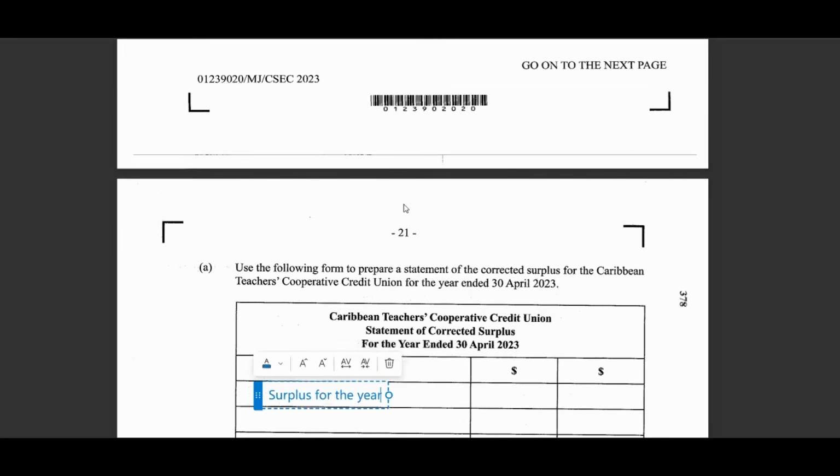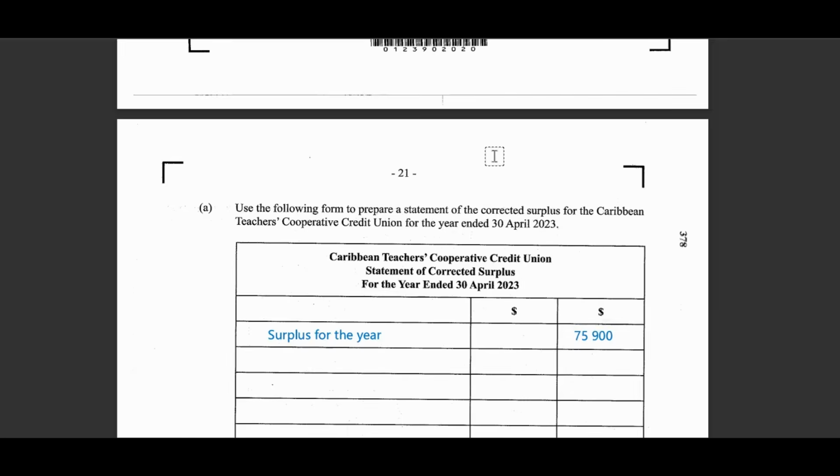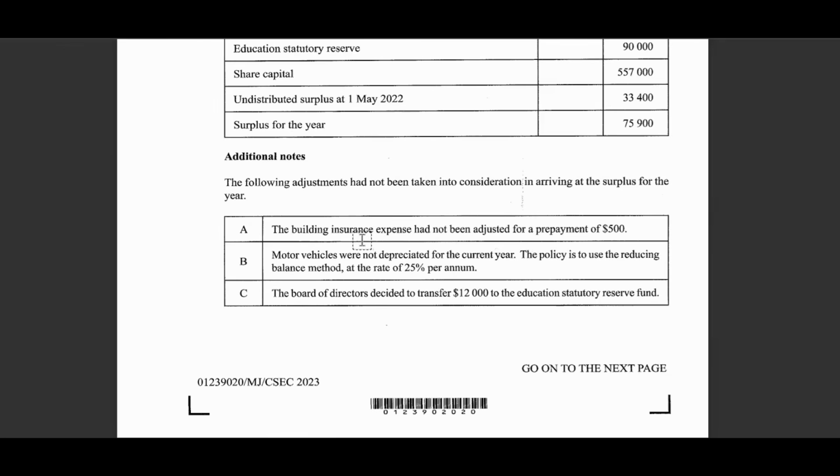Surplus for the year would have been a value of 75,900. We did have some notes, guys. Note A, building insurance expense had not been adjusted for a prepayment of 500. So when we initially calculated that surplus, we did not take into consideration a prepayment. Prepayment means part of the expense that we recorded would have been for next year and not supposed to be included in this year. So if that prepayment was not supposed to be included as part of the expense, but it was, it meant that our surplus would have been not correct.